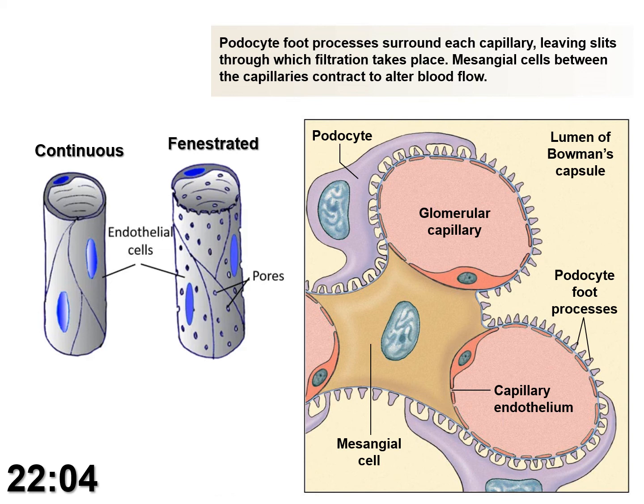On the right here, we have the fenestrated, and you can see lots of little pores here, and that allows for lots and lots of bulk flow exchange from the capillary into the space in the Bowman's capsule. So these are fenestrated capillaries.